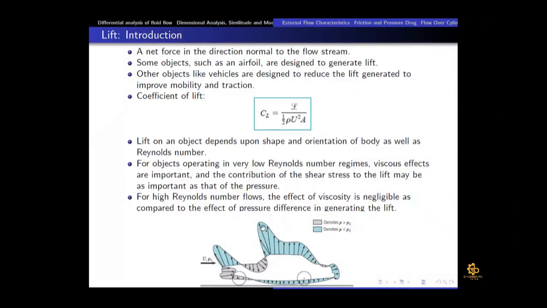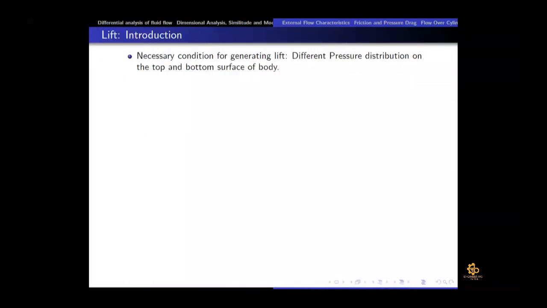The arrows going upward or away from the surface show that the pressure is less than atmospheric pressure, and where the arrows are going towards the body, that shows that the pressure is more than atmospheric pressure. So we can see the high pressure region on the front and on the windshield, and then low pressure region on the bonnet, on the roof, at the rear end, as well as at the bottom, right? So the necessary condition for generating lift is a different pressure distribution on the top and bottom surface.